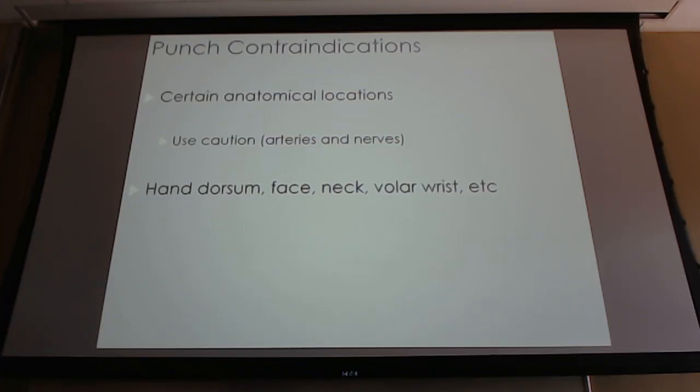Contraindications. Locations: use caution if it's in an area where the arteries or the nerves are. If you punch all the way down into that, then you're going to get nerve damage or you're going to get death by blood. It depends on which artery you're going to hit.